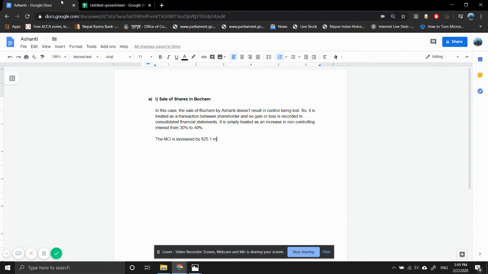All right, and then after that, other component of equity will increase by $8.9 million. And then what I will do over here is, let's see. So I won't quote it over here directly, okay? So it's in the spreadsheet, okay?